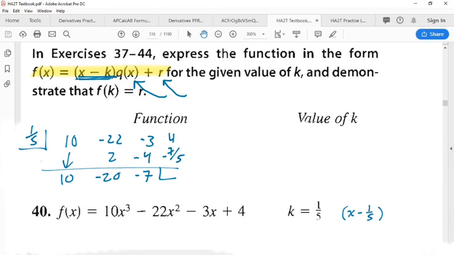Now 4 plus that, I have to have common denominators here, so let's change that to be a 5 on the bottom, and then what would be on top? 20 plus negative 7 would be 13. Yeah, 5 right here. Okay, so we got our remainder, right? Let me write it out. We got 13/5, because that's our remainder, and we're dividing that by x minus 1/5.